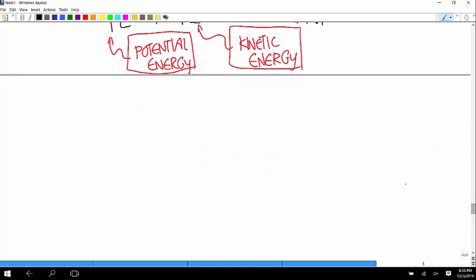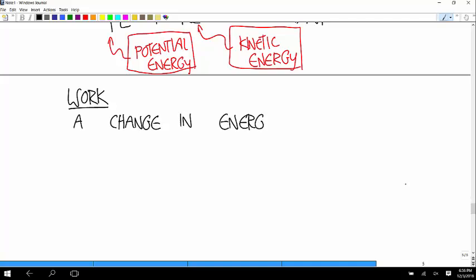So I'm going to start by talking about work. Work, the meaning of it in physics, is a change in energy that's caused by the application of a force.